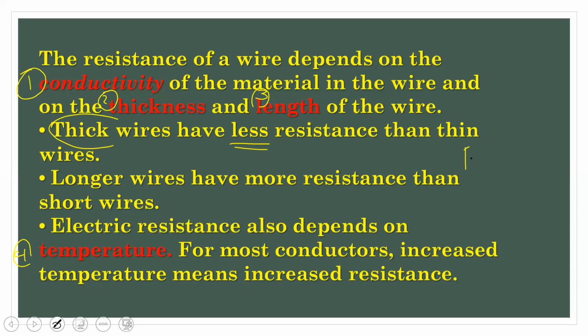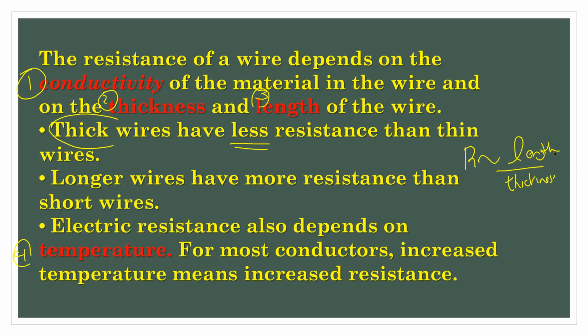So the resistance is directly proportional to the length and inversely proportional to the thickness. If you increase the length, the resistance will increase. If you increase the thickness, the resistance will decrease. So it depends on the conductivity, thickness, length, and temperature. Electric resistance also depends on the temperature. For most conductors, increased temperature means increased resistance.